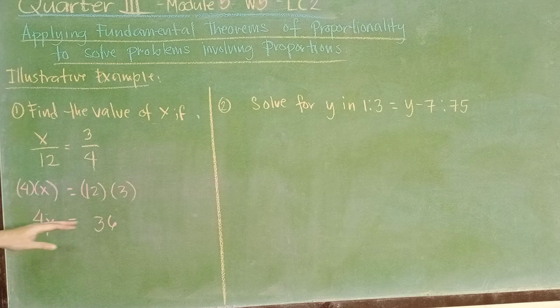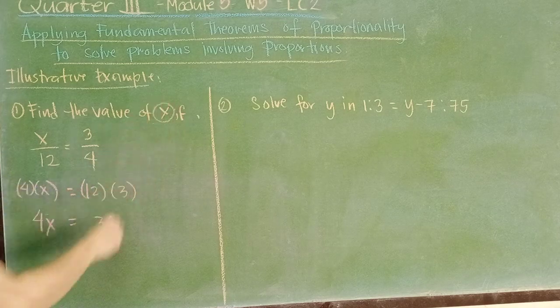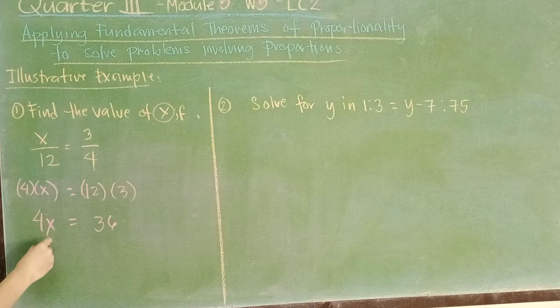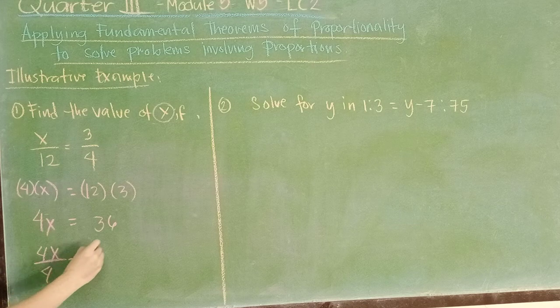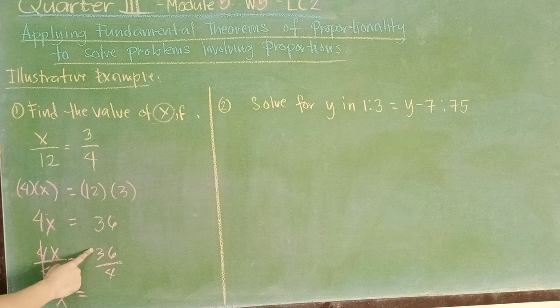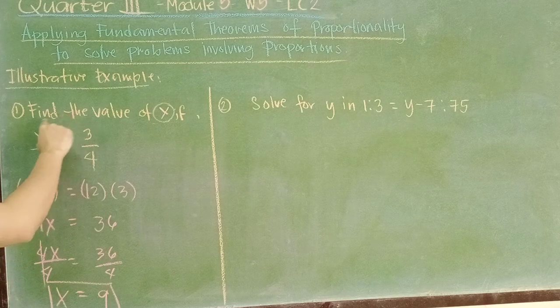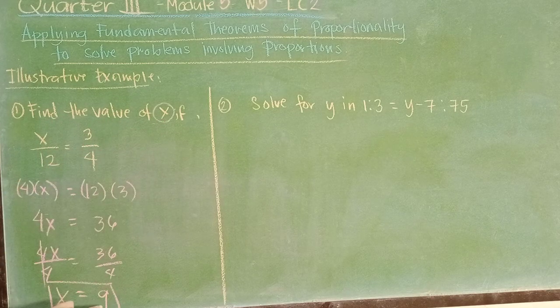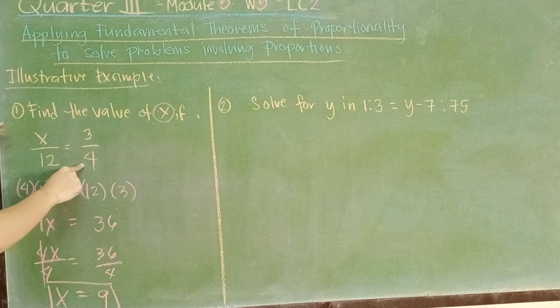And then you will divide both sides by 4 para ma-cancel out yung 4 na kasama ng x. Kasi eventually, ang gusto lang nating value is yung x lang. So we will divide both sides by 4. So this will be cancelled. So x, 36 divided by 4, that is 9. So yung value ng x natin is equal to 9. So ito, pagpapalitan ko ng 9, it is equal to 3/4.